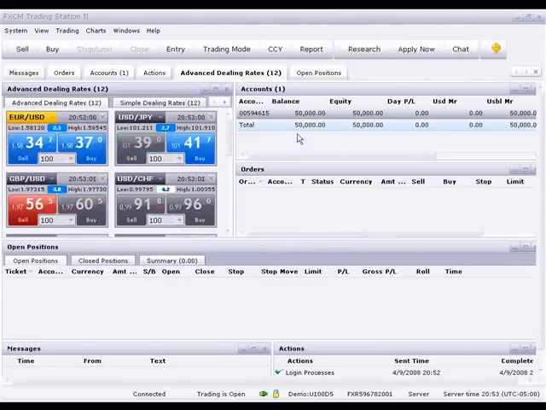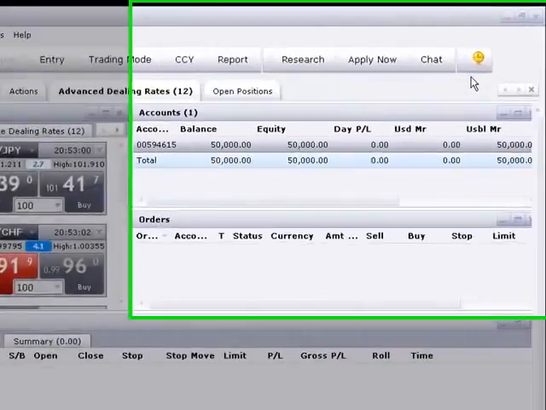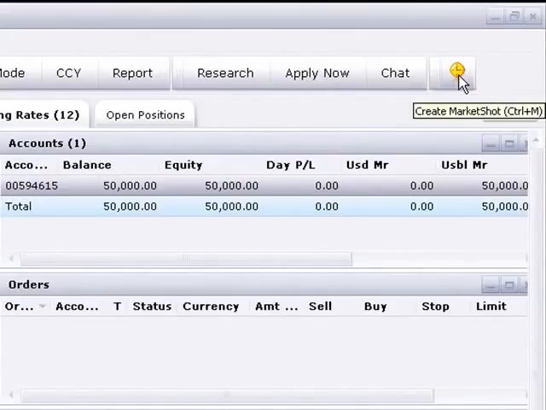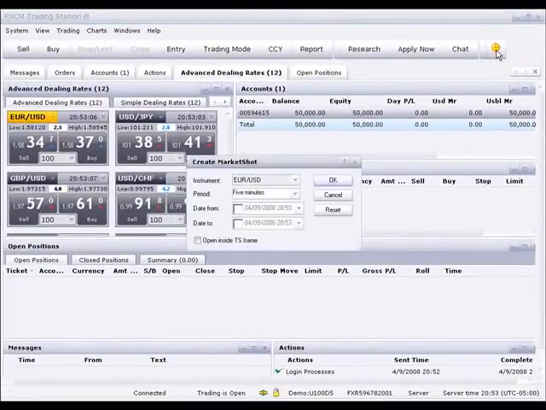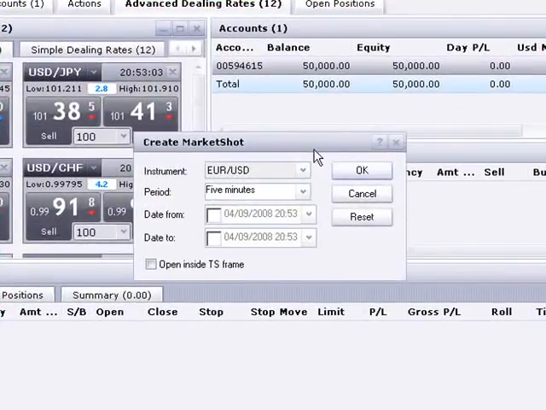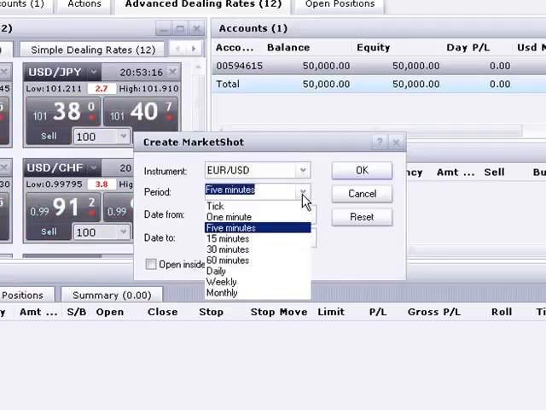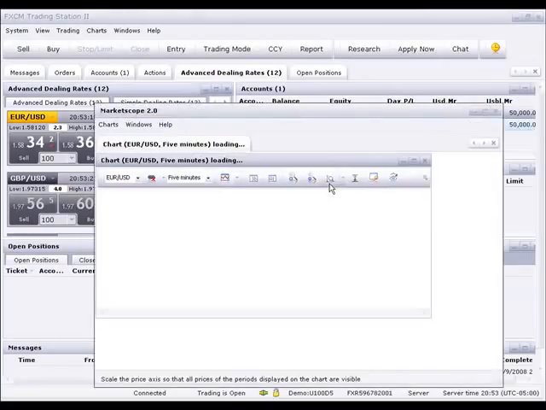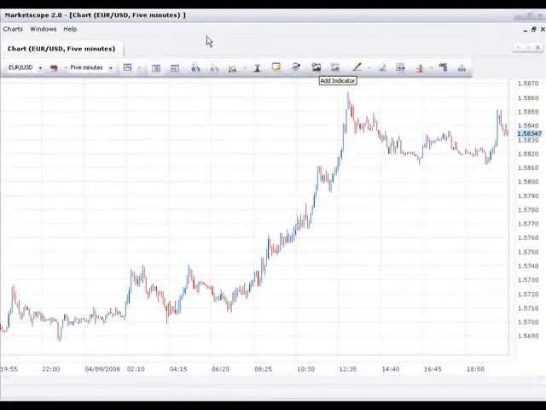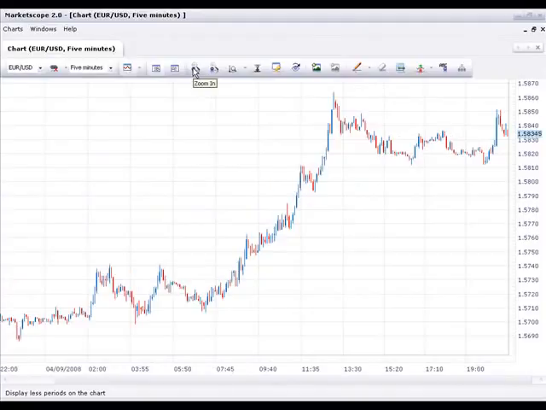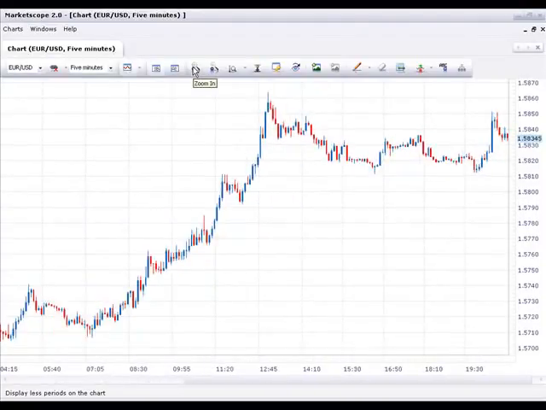After logging into your real-time demo account, you should see a button which looks like a yellow clock, and when you run your mouse over it, it says Create Market Shot. You're going to want to click that button, and that's going to bring up a Create Market Shot window here. The instrument should say Euro US dollar, and then for the time frame, if it says tick there, change that to 5 minutes, and then press OK. This is going to bring up a chart of the euro dollar, which we can then maximize, and then we can click the magnifying glass here to zoom in on the chart a little bit.